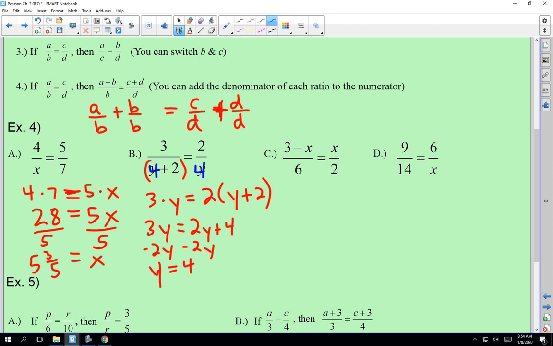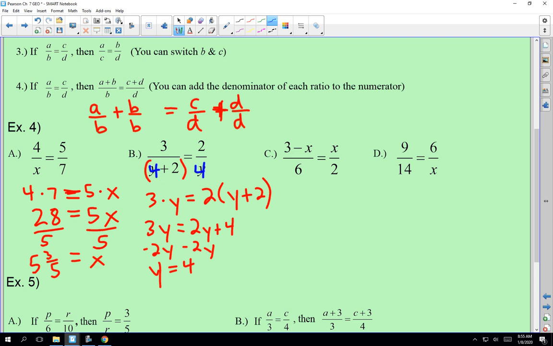This is 3 over 6, which is 1/2. And this is 2 over 4, which is also 1/2. Right? So I found the value y through algebra that makes the left side equal to the right side. So if you've done your algebra correctly with the cross multiplying and solving, you should be able to plug it back into the original proportion, and it will make the left side equal to the right side.